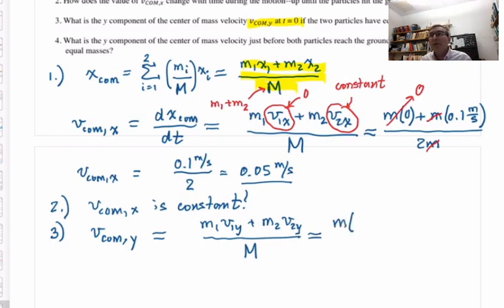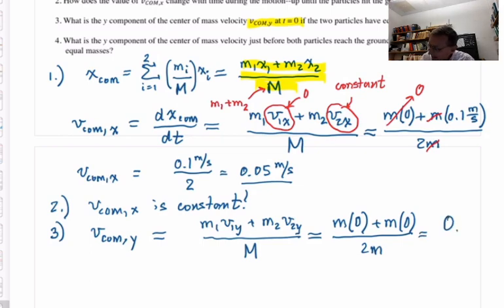So we'll have m times v1y. Particle 1 is the dropper. It starts from rest. Its initial y velocity is 0. So 0. Now, plus particle 2, m times, well, now particle 2 had an initial velocity. Aha, but that initial velocity was purely horizontal. The initial velocity of particle 2 has no vertical component at all. So v2y component is 0. Got to think about it along the lines of components. Over 2m. Well, but that's a 0 in the numerator, so the answer is 0.